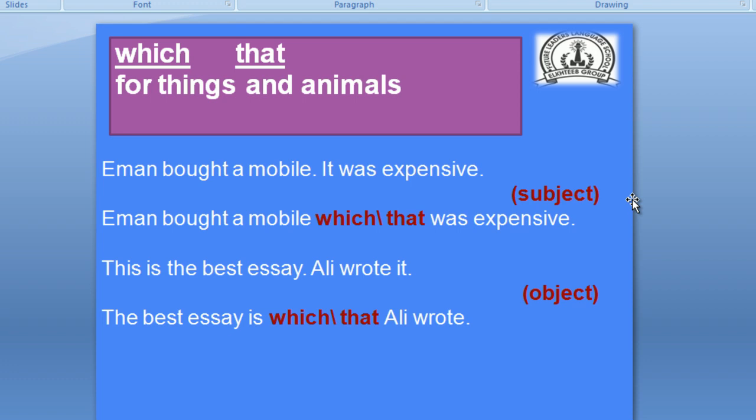Which and that are for things and animals, subject and object. For example, Iman bought a mobile. It was expensive. Iman bought a mobile which or that was expensive. Subject. Keep the pronoun close to the subject. This is the best essay. Ali wrote it. The best essay is which or that Ali wrote.